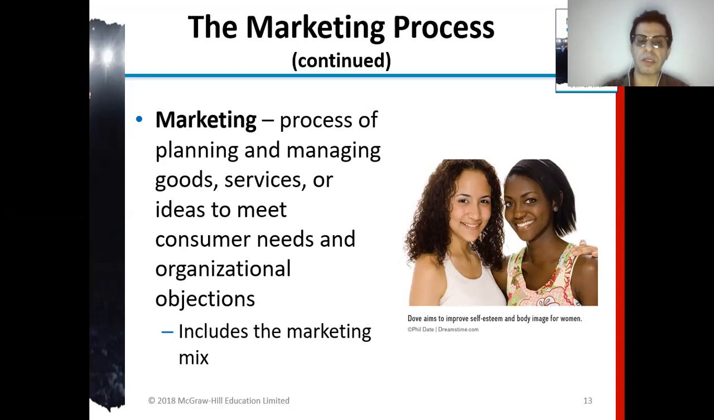It includes the marketing mix. So marketing is a process of planning and managing a good, service, or idea to meet the customer needs and organization objectives if it's a nonprofit, which includes the marketing mix. For example, if you look at Dove, Dove aims to improve self-esteem and body image for women. When they found out that only 20% of females in North America had self-esteem, they wanted to work on that.